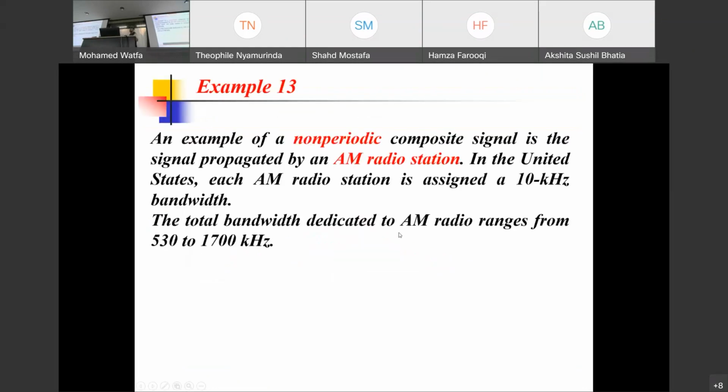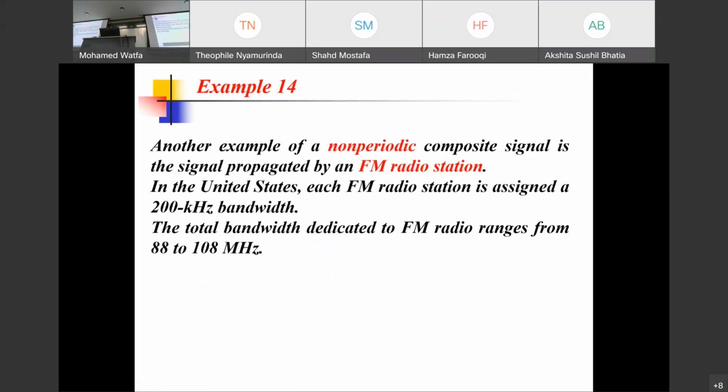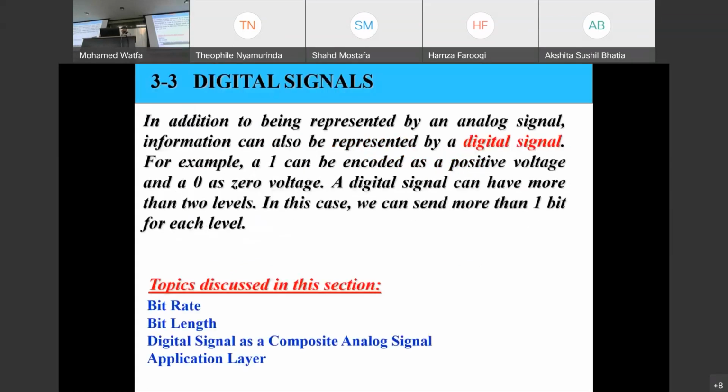So, non-periodic signals. Examples of non-periodic signals are AM and FM. These are non-periodic composite signals, okay? The range of AM is between 530 and 1700 kilohertz, and FM is 88 to 108 megahertz. These are two examples of non-periodic composite signals, AM and FM.